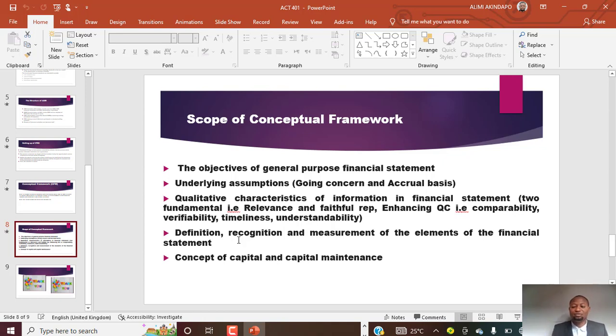Then the concept of capital and capital maintenance is the last scope of our conceptual framework. Details of the definition, recognition, and measurement of the elements of the financial statement, as well as the concept of capital and capital maintenance, should be further discussed in the next chapter.